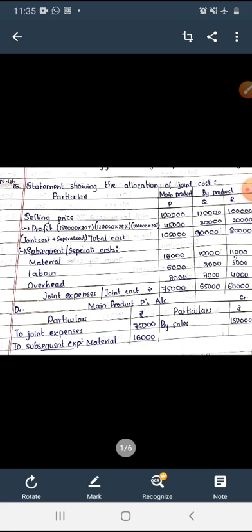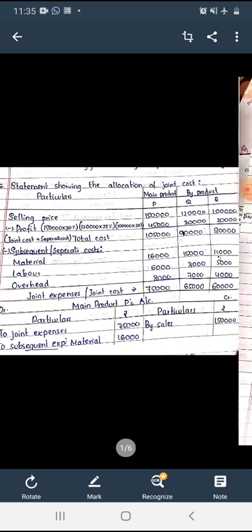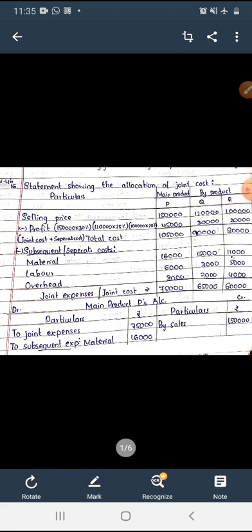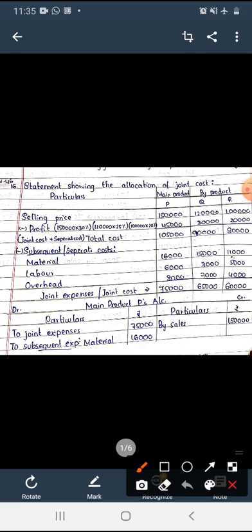Selling price. How much is the selling price? Main product P, byproducts Q and R. How much is the selling price given in the problem? Selling price 1,50,000, 1,20,000 and 1 lakh. Now minus, this is the reverse method.